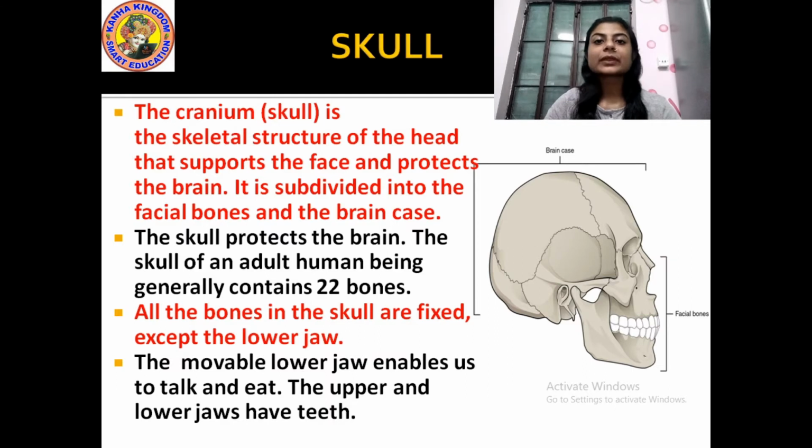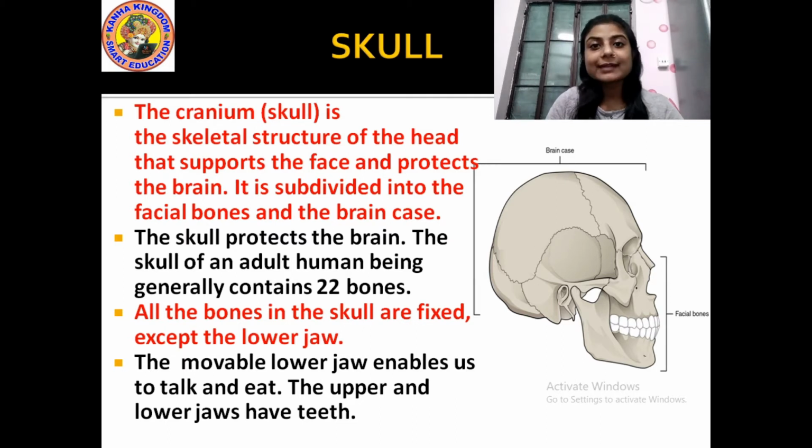That is why the jaw portion of the skull or cranium is not connected with each other. Why? Because it helps us to talk, it helps us to eat. How can we move our mouth? Because of the help of this upper and lower jaw. The bones inside are not attached with each other. That is why it is movable, by which you can talk and you can eat. I hope you understood this.